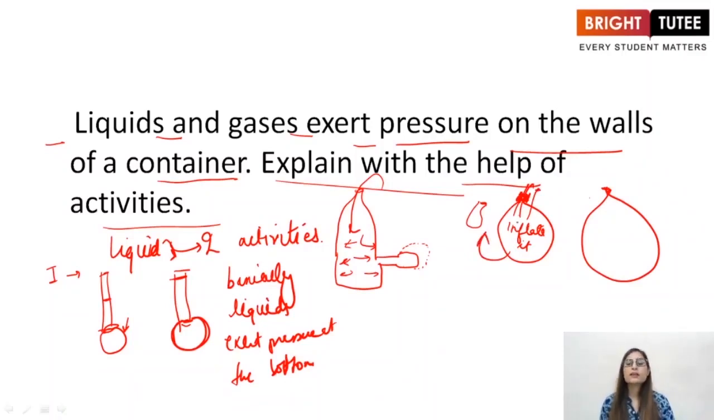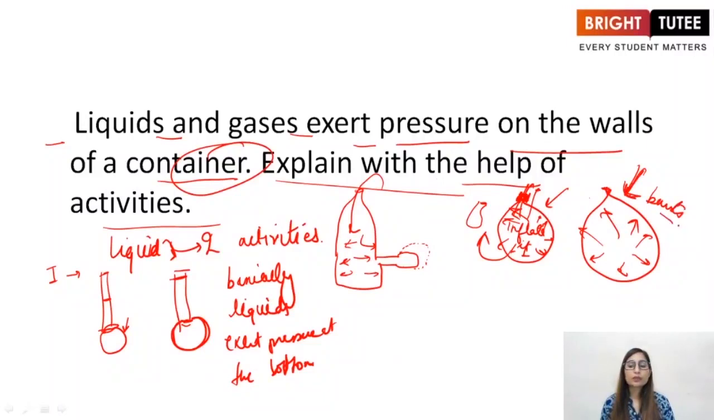Why is this? Because the gas present inside it is applying pressure on the surface of the balloon, because balloon is acting as a container, right? So the gas present inside it is exerting pressure, and if you inflate it to the extent from which it can bear the gas, from where it cannot bear the gas anymore, it bursts as well because the pressure is too much. So this is how we can tell that liquids and gases exert pressure on the walls of their container, right?